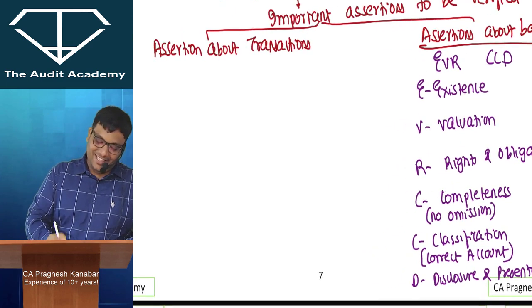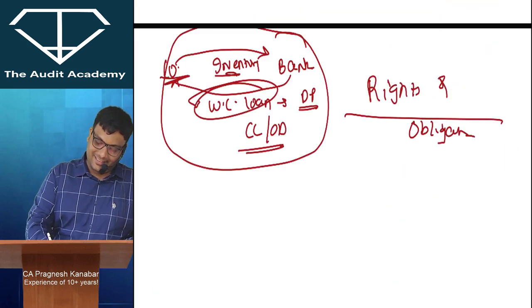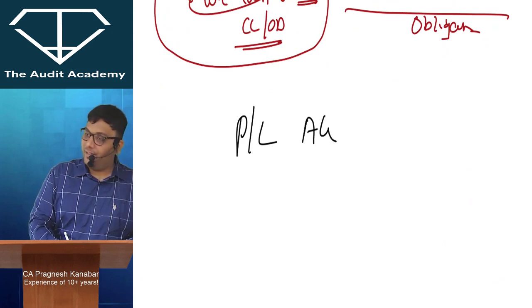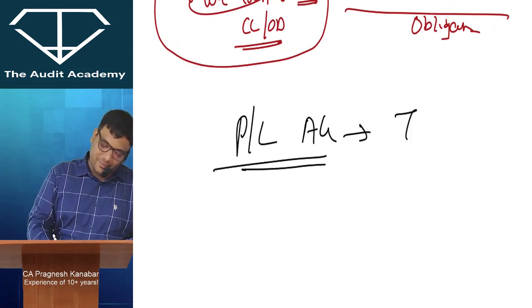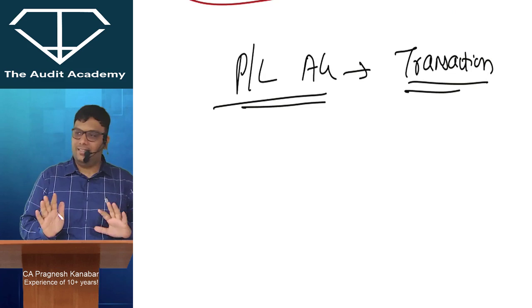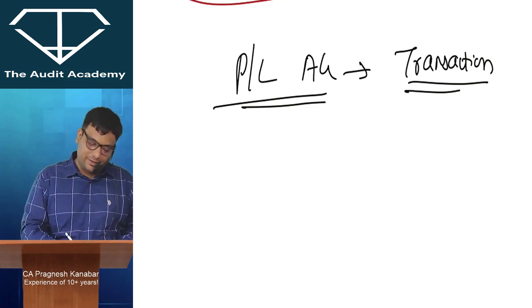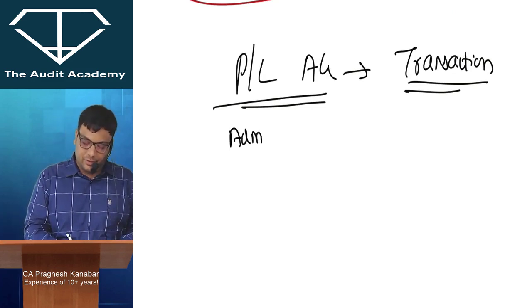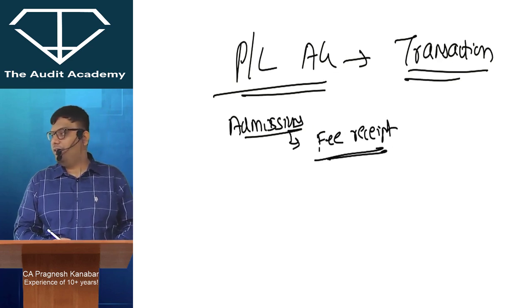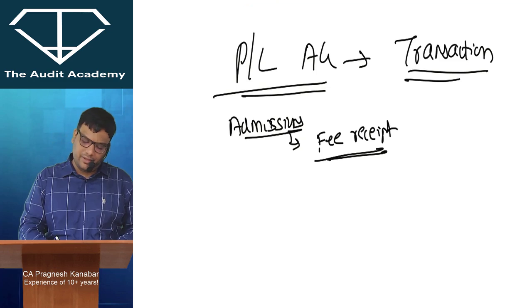Now, assertions about transactions. When it comes to your P&L account, whenever I am verifying P&L account, I am verifying some transaction or the other. I am not verifying balances, correct? Now let us take a very simple example because you are attending classes so you can relate. Let us say admissions of the students. Now when we are verifying admissions, you want to see the fee receipt? Why you want to see the fee receipt? With the fee receipt, what you will be able to verify?